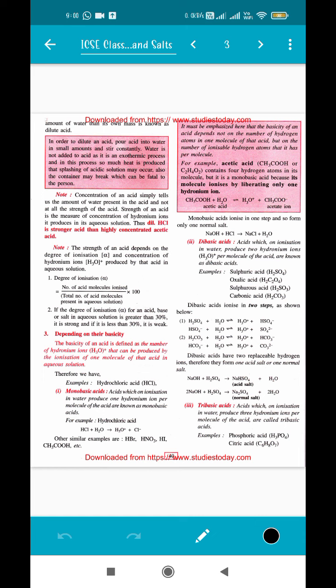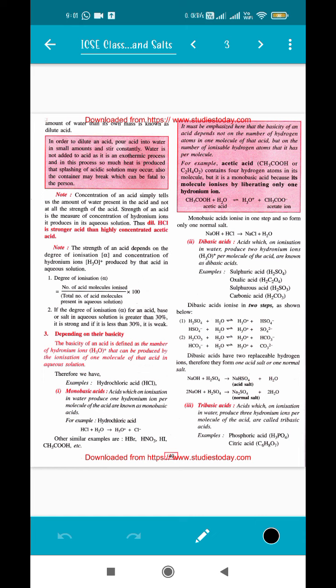For example, acetic acid or CH3COOH contains 4 hydrogen atoms in its molecule, but it is a monobasic acid because its molecule ionizes by liberating only one hydronium ion. As you can see, CH3COOH plus water will give you H3O plus, only a single H3O plus, and along with that we are getting an acetate ion, CH3COO minus. So we have to make sure that we do not consider it to be a tetrabasic acid. So monobasic acids will ionize in one step. That means whenever they are dissolved in water, there is only a single step for formation of hydronium ions because there is only a single hydronium ion formed.